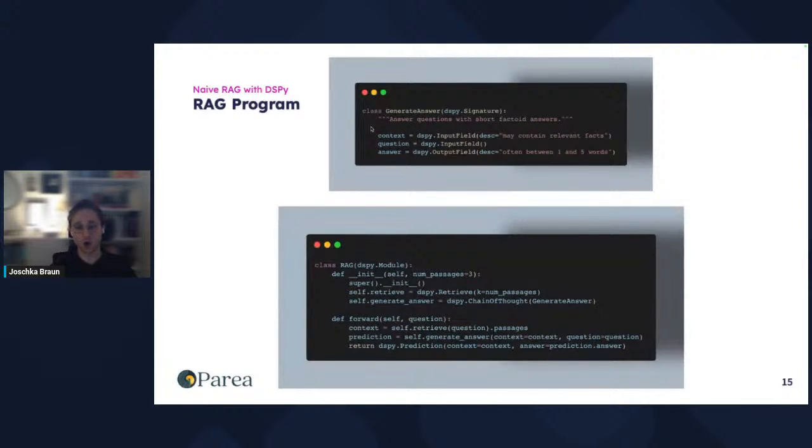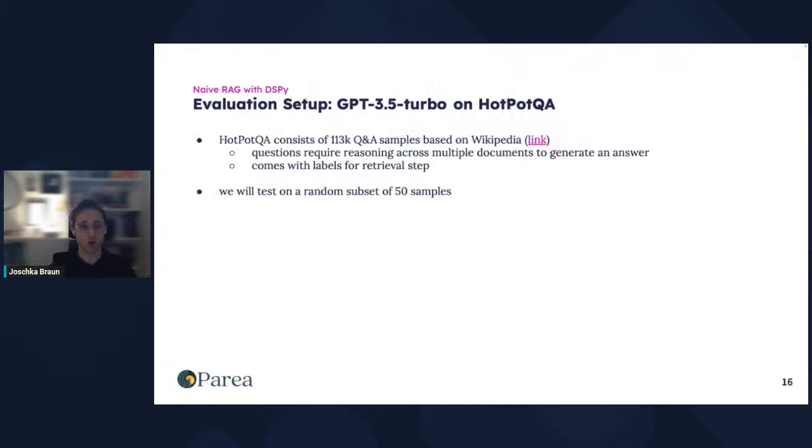And to understand how good our naive RAG system is, we're going to look at the HotpotQA dataset. The HotpotQA dataset consists of more than 100,000 samples based on Wikipedia. The interesting part about the dataset is that the questions require reasoning across multiple documents to generate an answer. As well, this dataset comes with labels for the correct documents which should be retrieved at every step. And we'll use GPT 3.5 Turbo as the LM which powers everything, and just select a random subset of 50 samples of that dataset.